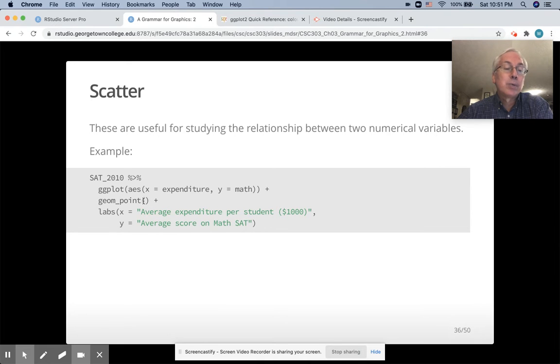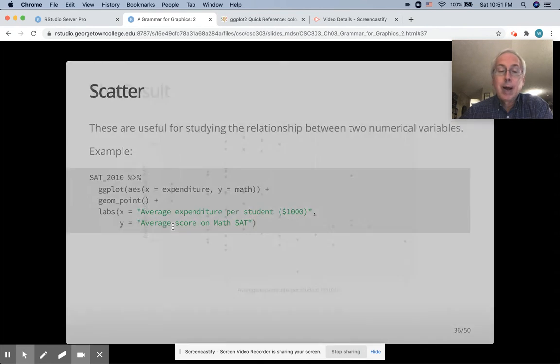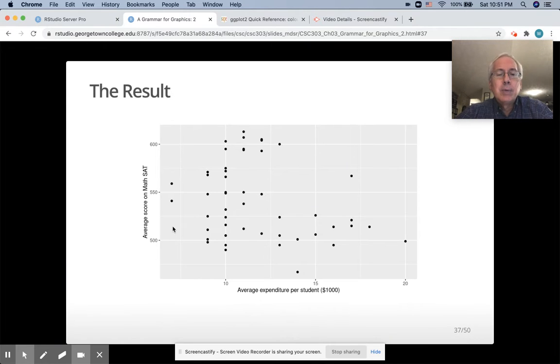Just throwing in the points with geom_point, and then we're labeling our graph. And so let's take a look to see what's happening here, what kind of relationship we have. Well, we've got a few states that seem to spend a decent amount of money per student, but overall, with maybe this exception right here, the states that spend more per student are actually having a lower average score on the math SAT. And we've got several states up here with relatively less expenditure per student, but yet they have a much higher mean SAT score.